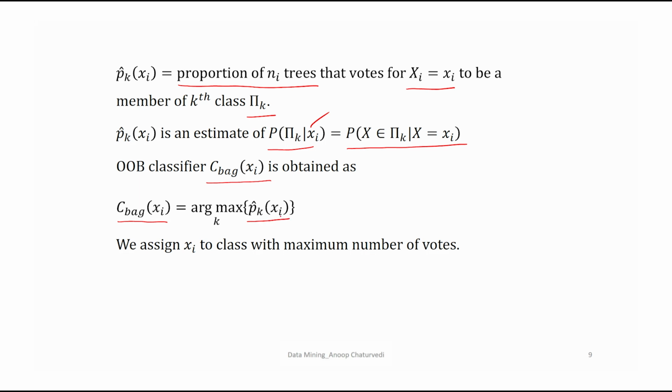So, the class which obtains the maximum vote, or the class for which this proportion is maximum, is the final class of xi which we have predicted. So, we assign xi to the class with the maximum number of votes. Obviously, for the class which has the maximum number of votes, p hat k xi is also maximum.